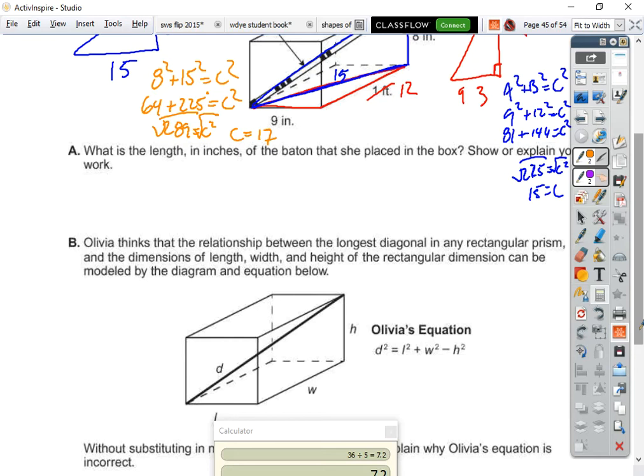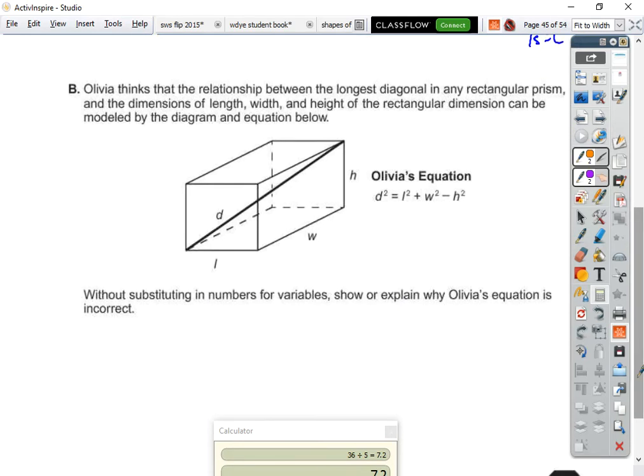Okay, we just said. Olivia thinks that the relationship between the longest diagonal in any rectangular prism and the length, width, and height of a rectangular prism can be modeled by the diagram and the equation. Without substituting in numbers for variables, show or explain why the equation is incorrect. All right. So the first thing we did is we said L squared plus W squared is equal to H squared. And therefore, the square root of L squared plus W squared is equal to H.